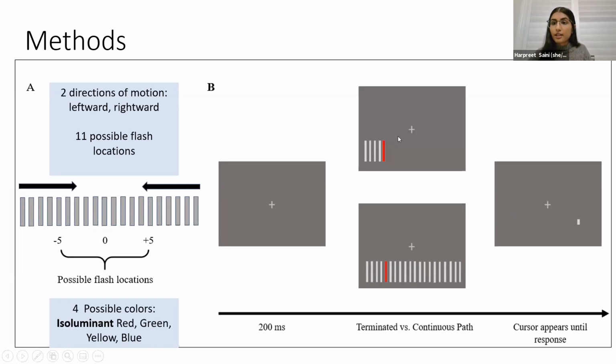And on a subset of trials randomly interleaved, we also presented the terminated condition. In this terminated condition, once this flash or color change appears, the motion sequence is terminated such that the subsequent bars are not presented. And previous studies have shown that in this terminated condition, there's little to, if any, shift in perceived location of the flash, because there are no later occurring bars to mislocalize this flash to. So this terminated condition served as our control.